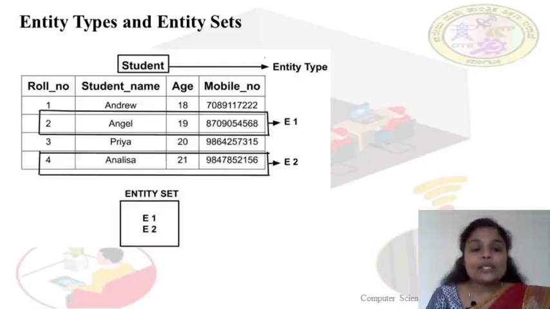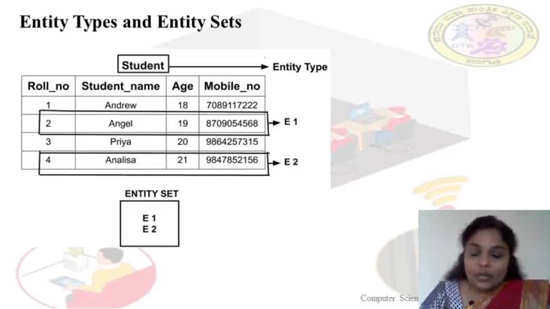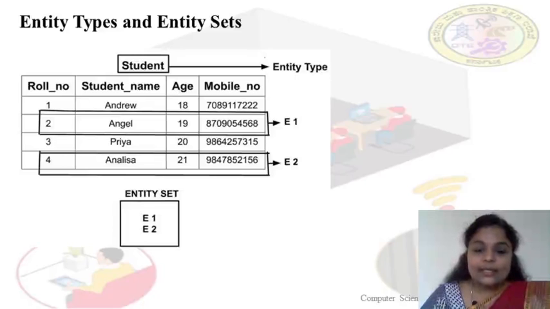Similarly, here the structure, the attributes of all the entities, should be the same. That is called what? Your entity type. It describes the type of entities which are going to be present in that particular table. I hope it's clear. Then what is an entity set?